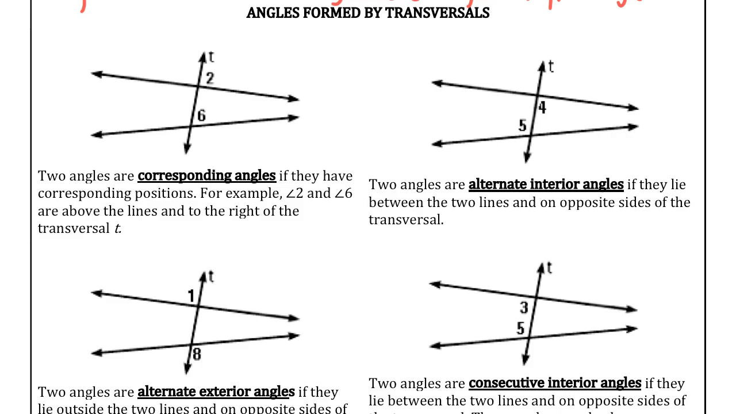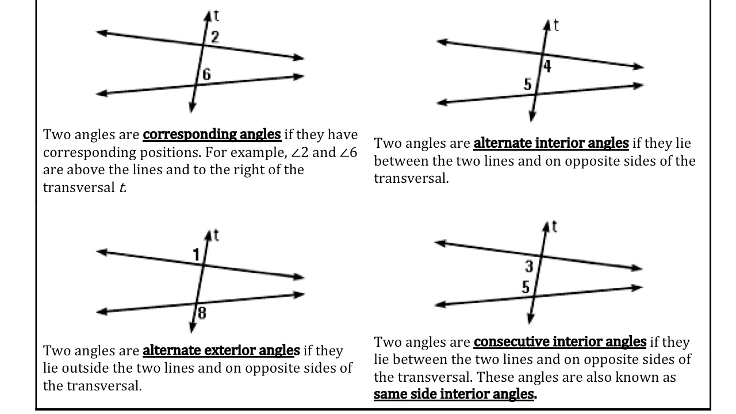So there's different relationships that we're going to have to know, and I'll explain this further in the next lesson. But the first relationship is corresponding angles. So if I have two lines cut by a transversal, two angles are corresponding angles if they have corresponding positions. So angles 2 and 6 are above the lines and to the right of the transversal, making them in corresponding positions, making them corresponding angles. So angles in corresponding positions on the same side of the transversal, and either both above or both below the lines that they are part of.